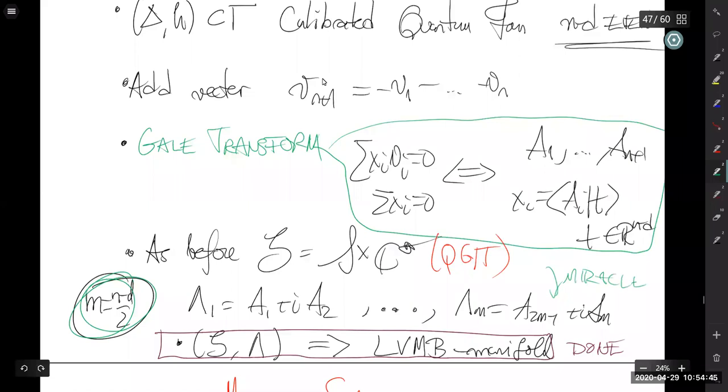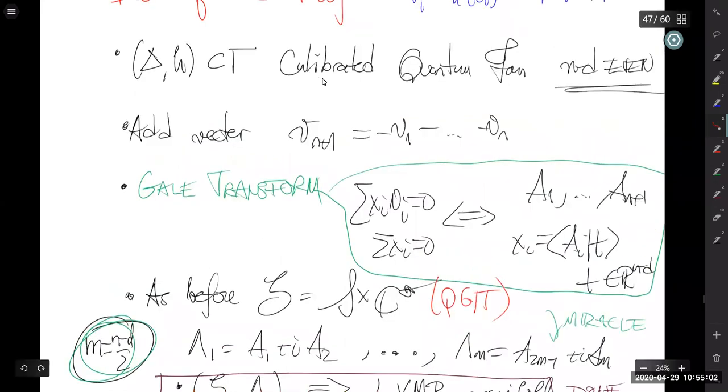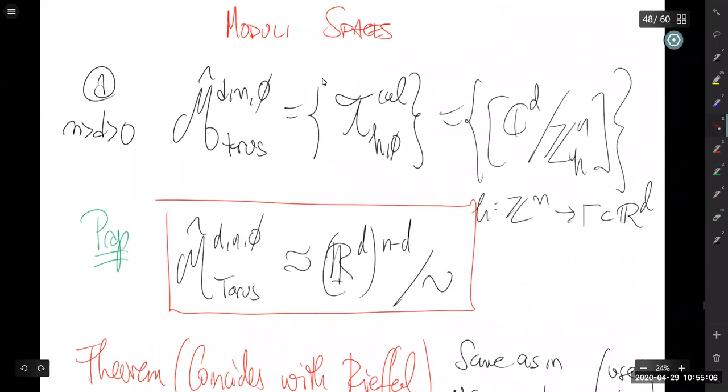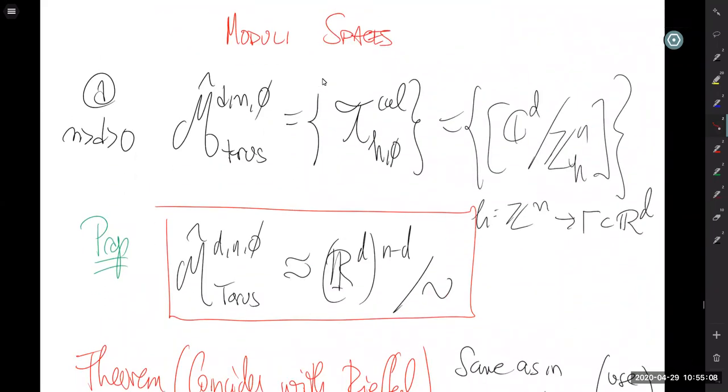Because we go from real parameters to complex parameters in a trivial fashion. Nevertheless, everything works. In the situation that we have set, we have M is N minus Z over 2, N minus Z is even. And we have everything, like in the example of the P1 that I described before. So what about modular spaces?